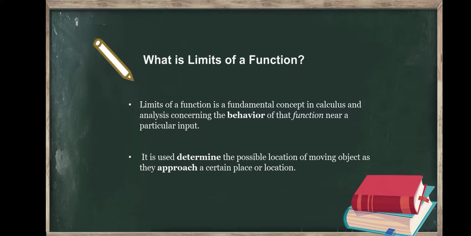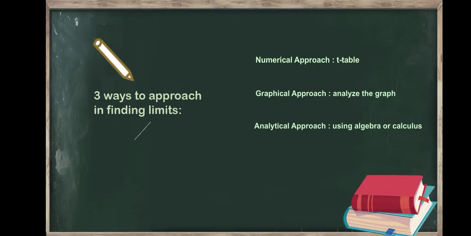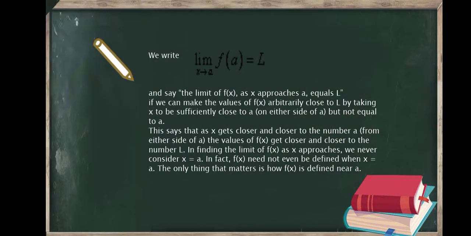It is also used to determine the possible location of a moving object as it approaches a certain place or location. So there are three ways to approach finding limits. 1. Numerical approach or t-table. 2. Graphical approach or analyzing the graph. 3. Analytical approach or using algebra or calculus.